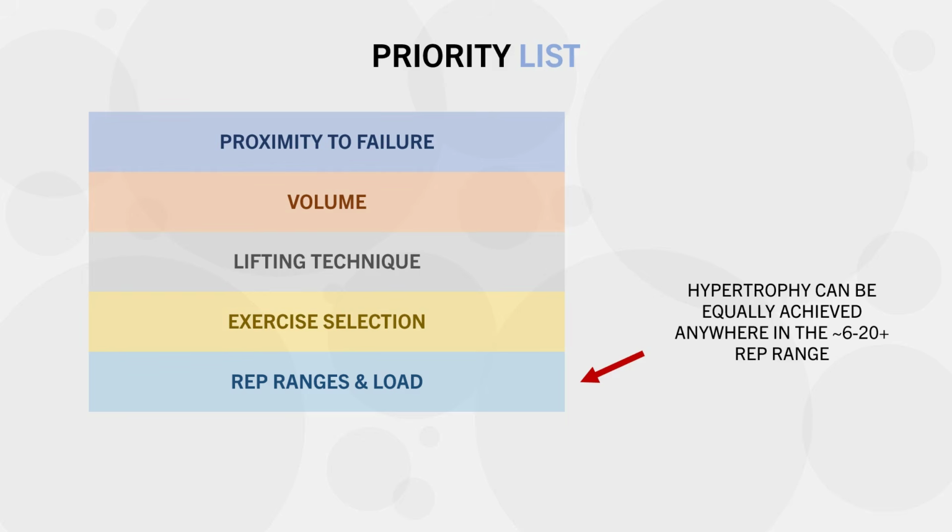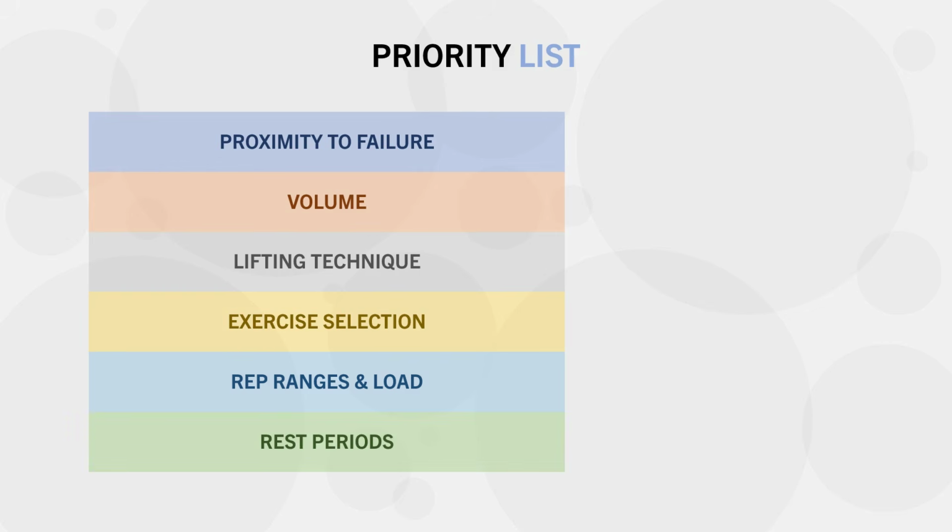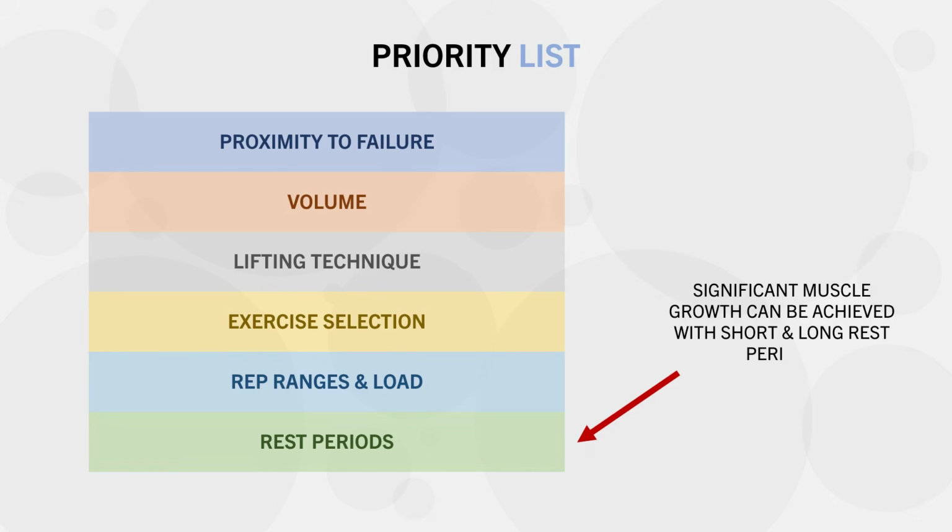In second last position, we have interset rest periods. Once again, we can achieve great muscle growth with both short and long interset rest, as long as we train close to failure. For most exercises, longer rest periods are probably going to be slightly superior, and for some isolation lifts, shorter rest periods may be slightly superior. But overall, even if we pay no conscious attention to interset rest, we will probably see great muscle growth by ensuring the variables above this are performed well.